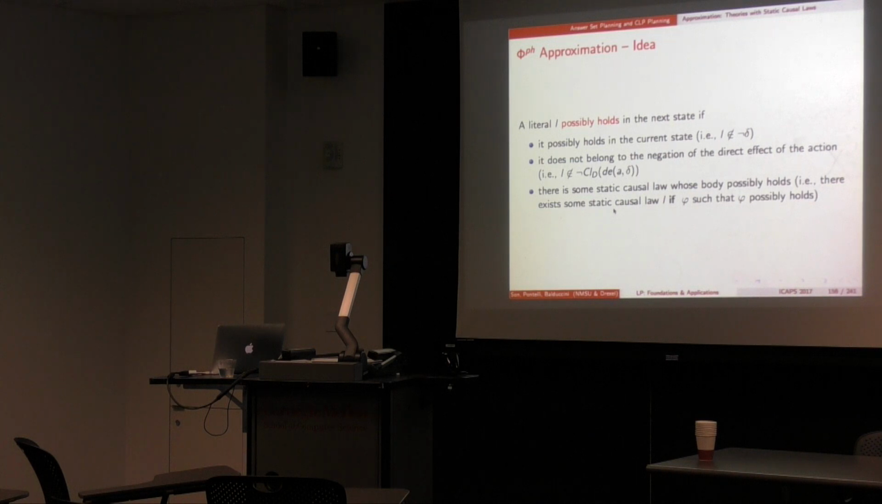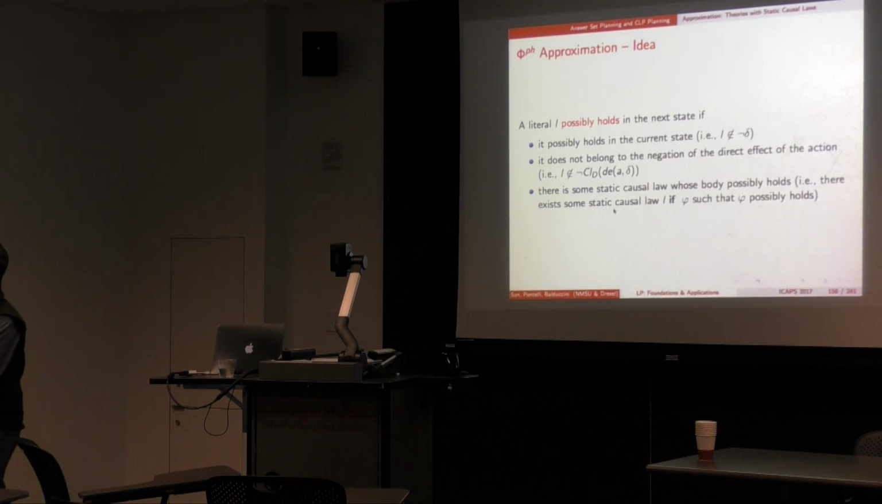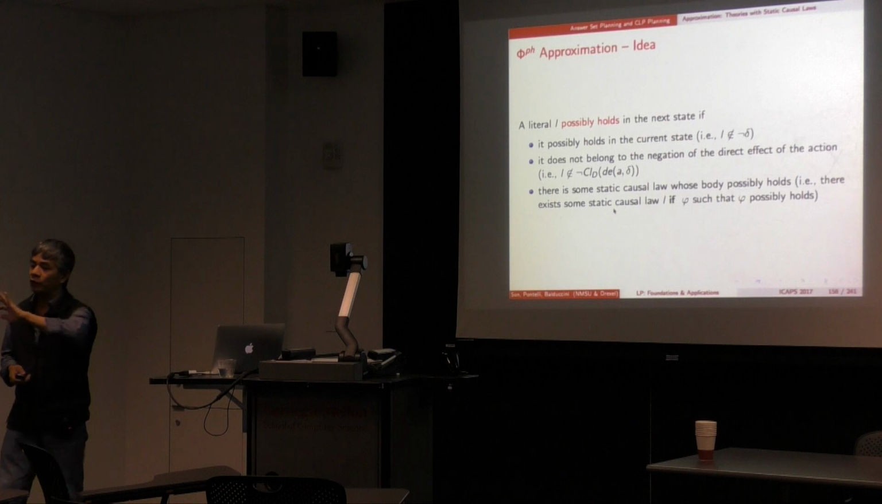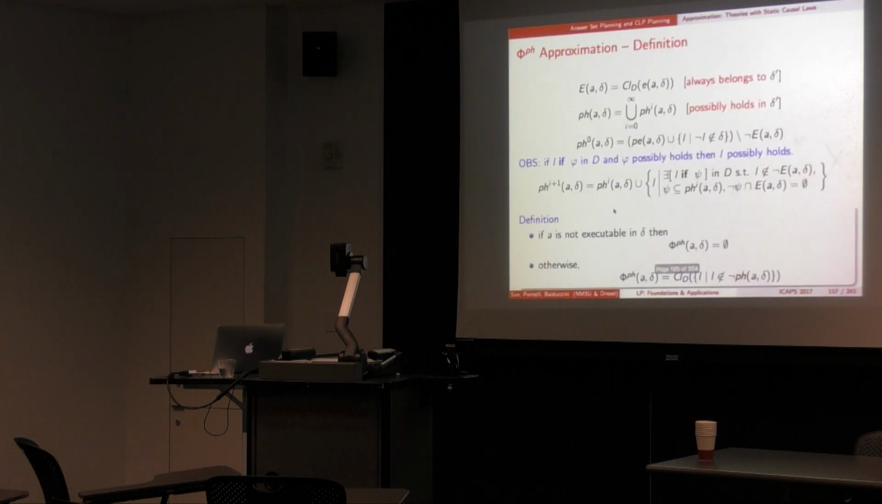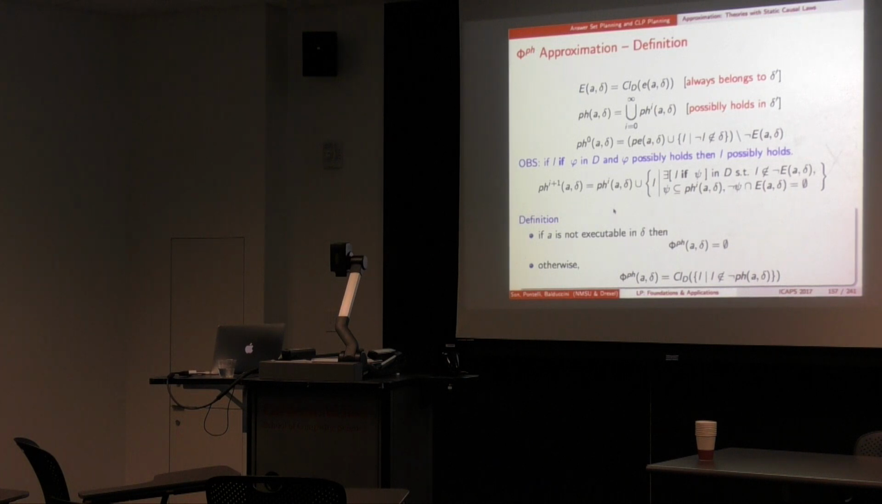One is based on the idea that a literal L possibly holds in the next state if it possibly holds in the current state, and it does not belong to the negative effects of the action, and also there is some static law whose body could possibly hold. In the other one, we define things differently. We are able to show that with this extension we can deal with static laws rather effectively, right?